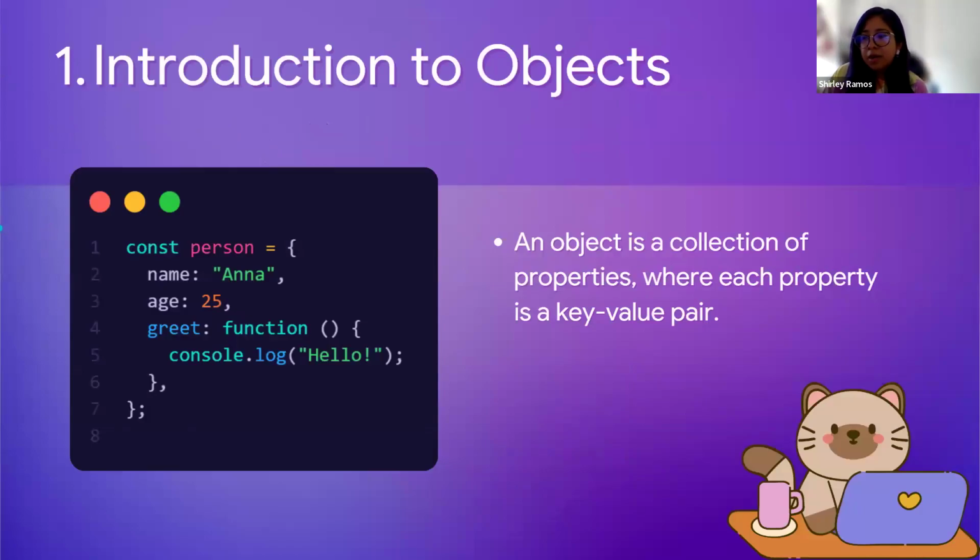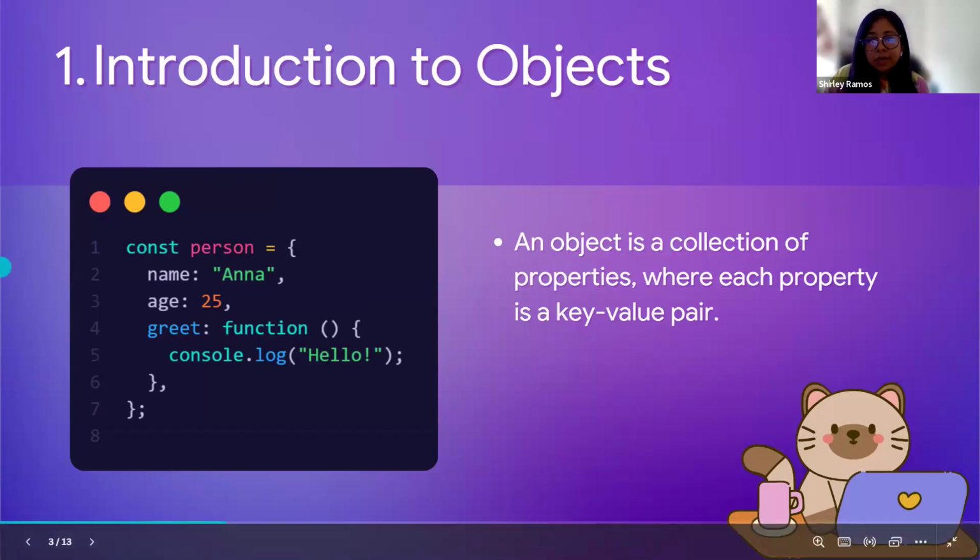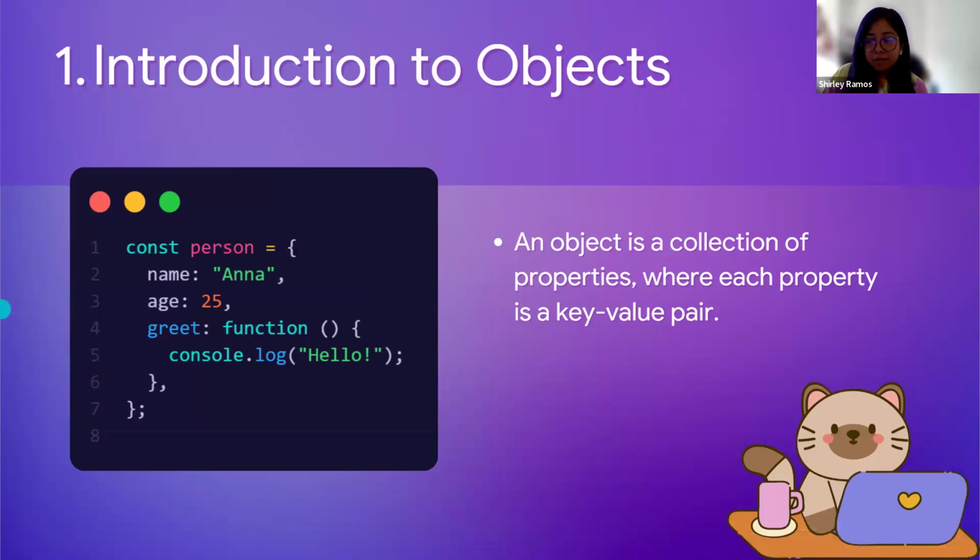Here I put an example. In this case, we are talking about a person. An object is a collection of properties where each property is a key-value pair. So a person will have a name, in this case Anna. We have an age, in this case 25. And you can also put inside the object a function, if you want to say hello. This is also possible inside the object.